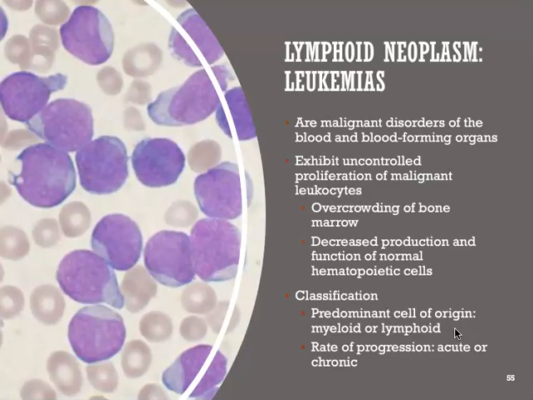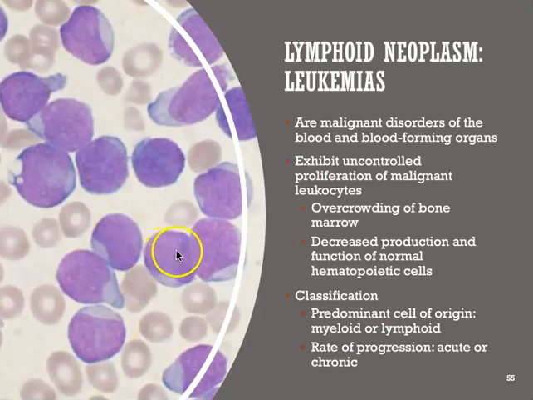Moving on to learn a little bit more about leukemias, we've kind of mentioned them as some of the reasons why we have those changes in the number of our white blood cells. But this group of disorders is a malignant disorder of blood and bone marrow, and it's characterized by uncontrolled proliferation of abnormal leukocytes. And as these cancerous cells start to multiply, they overcrowd the bone marrow.